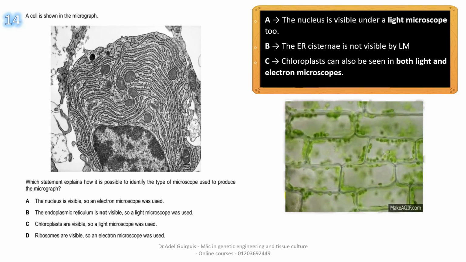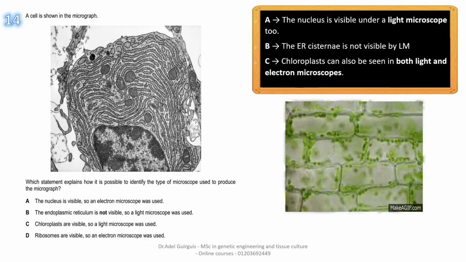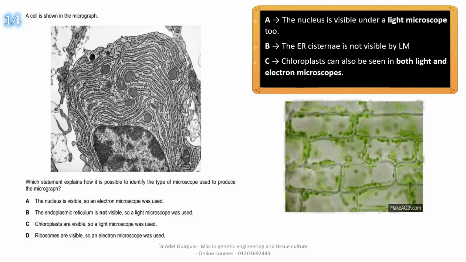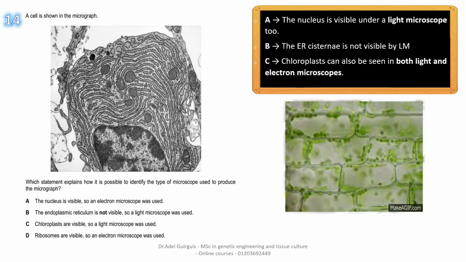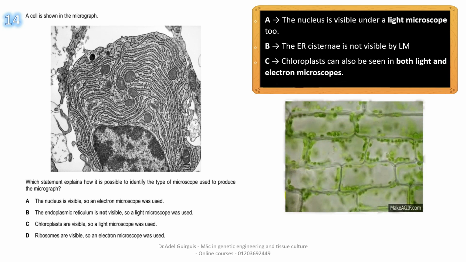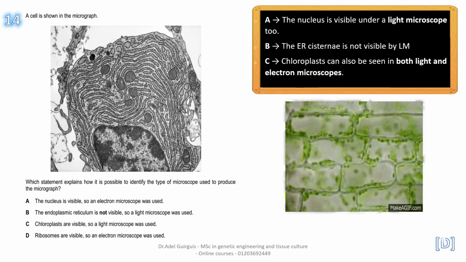and C are wrong. Ribosomes are visible. Ribosomes are the tiniest organelles inside cells, with about 20 up to 25, or from 18 up to 25 nanometer, according to the type of the cell. So the answer is D.